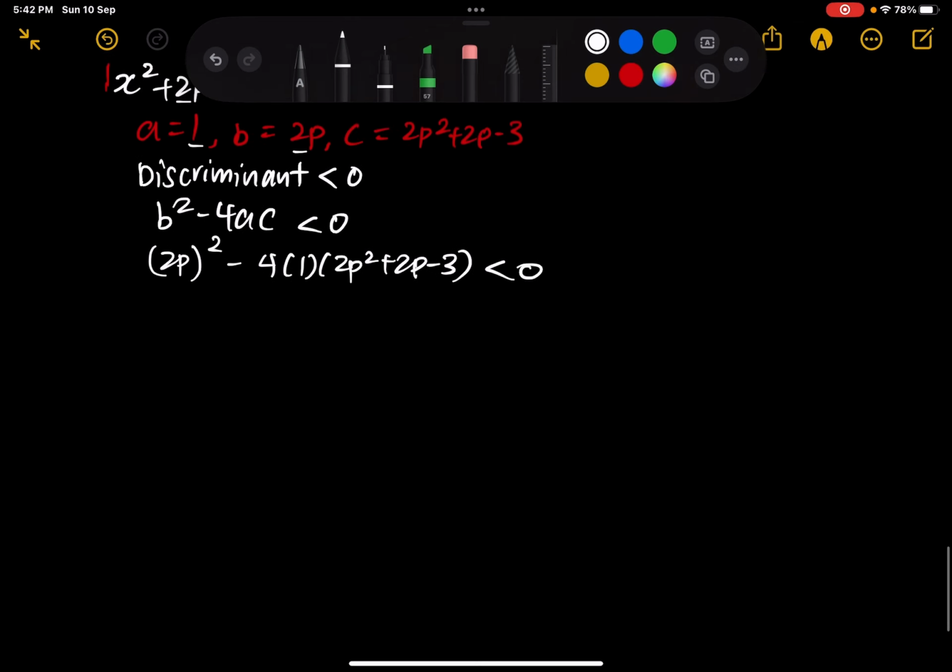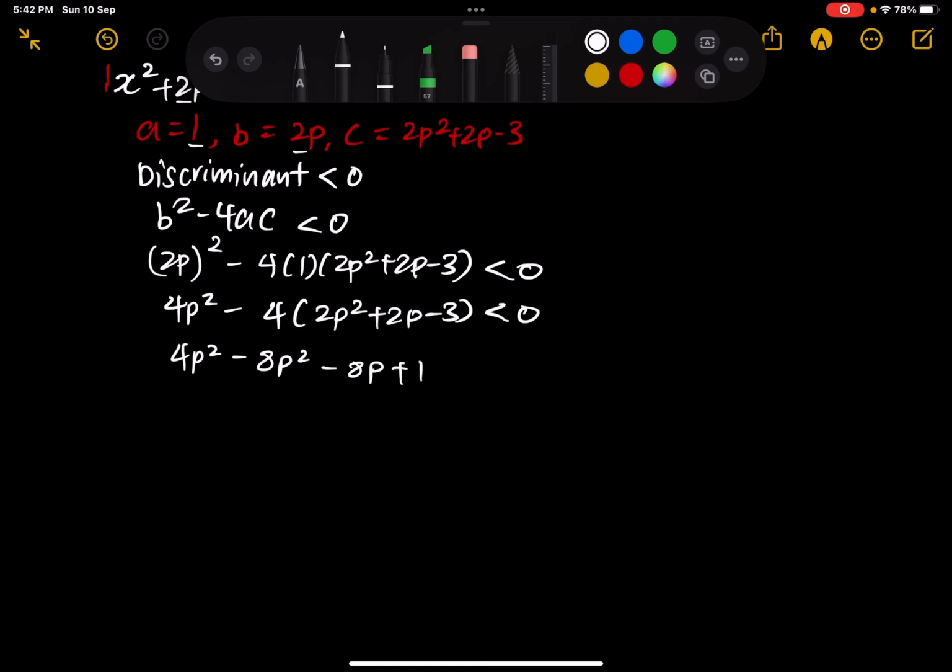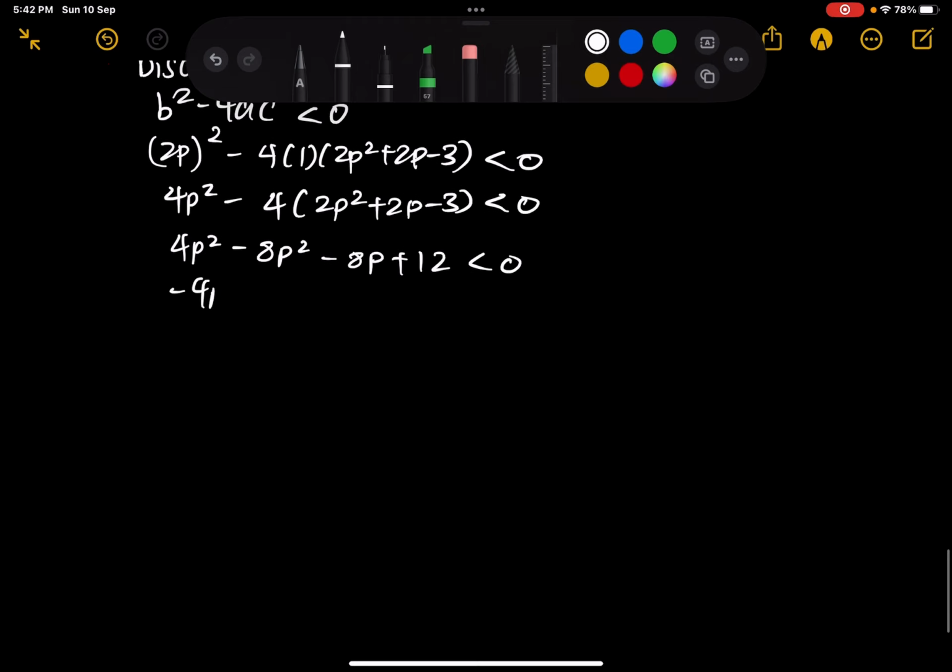Alright, so let's do the maths. 4p squared minus 4 times 1 is 4. We do it step by step so we won't confuse ourselves. 4p squared minus 4 times 3 is 12. After that we'll simplify: 4p squared minus 8p plus 12, less than 0.